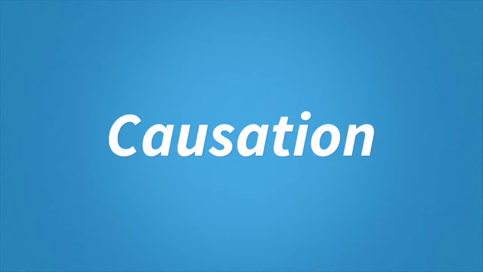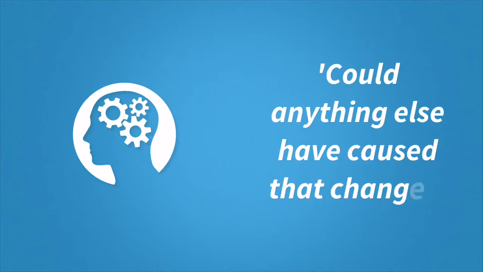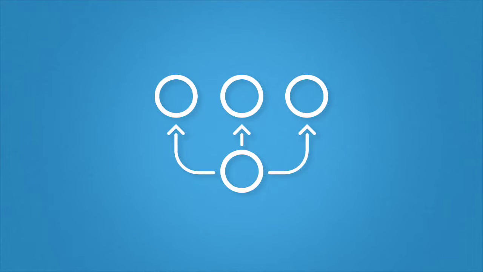I then introduced the students to the idea of causation, explaining to them that just because they saw that change doesn't mean Pokemon Go caused it. They then went back to their Connect 4 groups and looked at each change, asking the question, could anything else have caused that change? Then each student was asked to pick an individual change just for them.